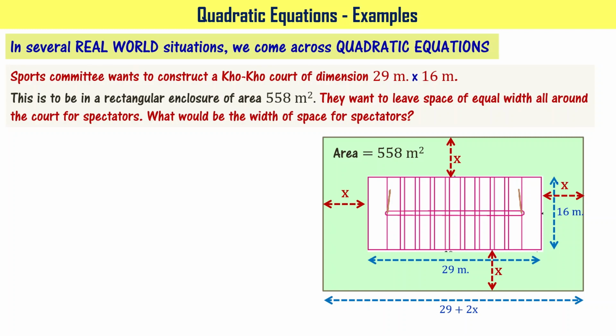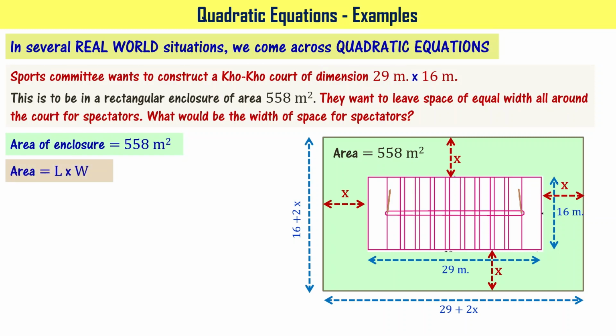When you see the area of the enclosure is 558 square meters, that is a rectangular enclosure, its length now becomes 29 + 2x and its width is going to be 16 + 2x, right? And the statement given is the area of the enclosure is 558 square meters. We know the area of a rectangle is defined as length times width. It means the enclosure area is going to be (29 + 2x) times (16 + 2x), right?